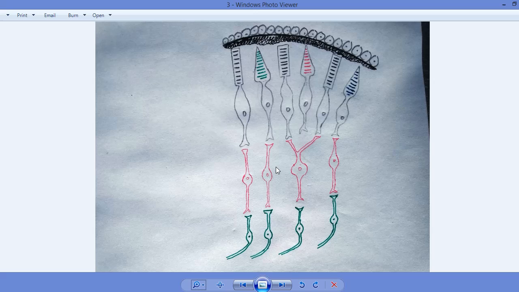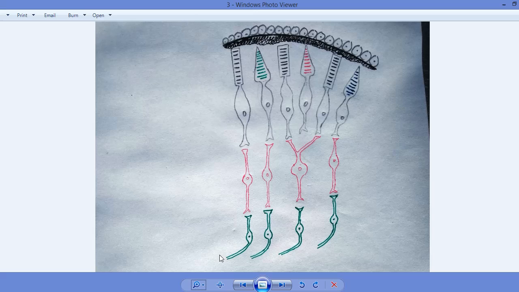And when this bipolar cell is not inhibited, what will happen? This bipolar cell will initiate a signal, and that signal will lead to the secretion of neurotransmitter over here, and that neurotransmitter will activate the ganglion cell, and that ganglion cell will form an action potential towards the axon, and these axons will combine together to make the optic nerve, and that optic nerve will go towards the thalamus, and from the thalamus that will go towards the visual cortex, and in the visual cortex you will see an image.